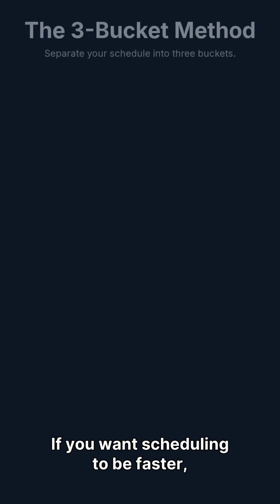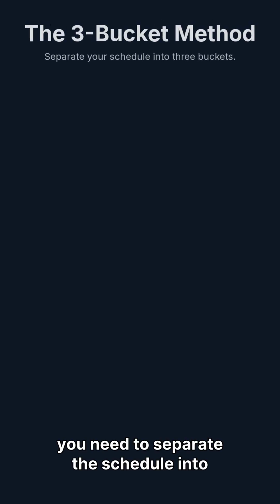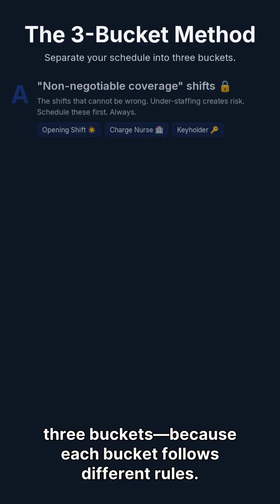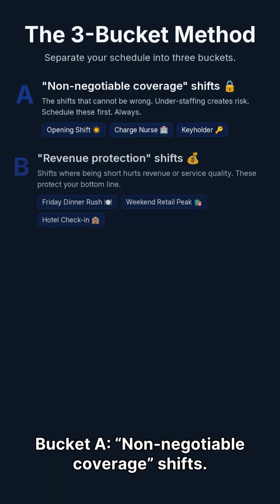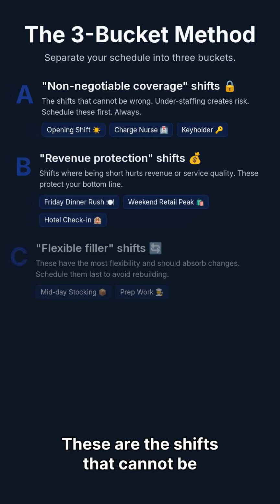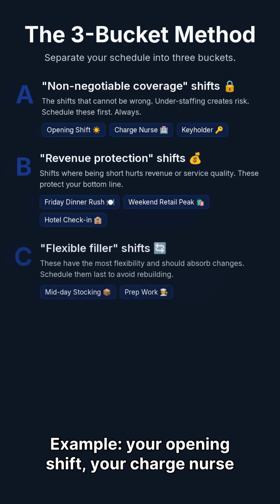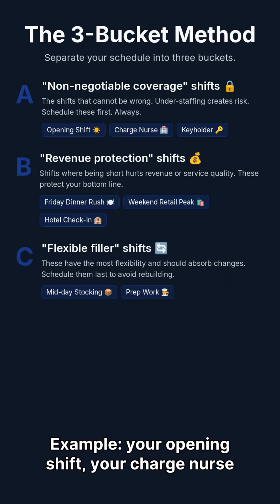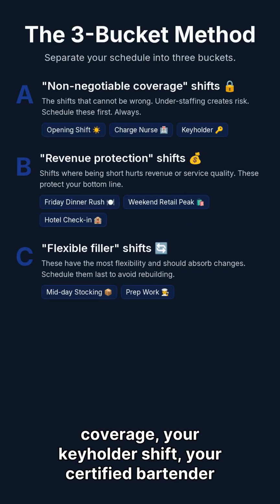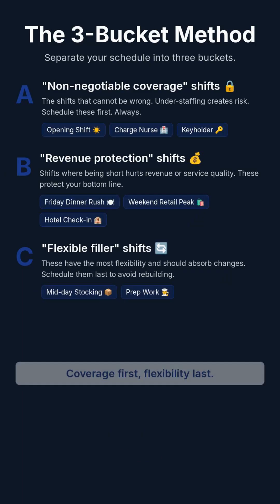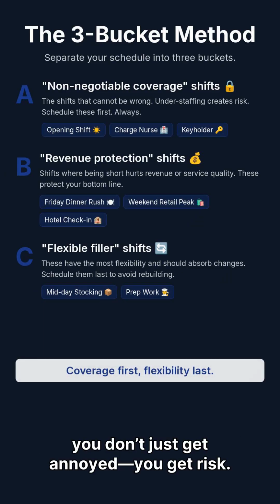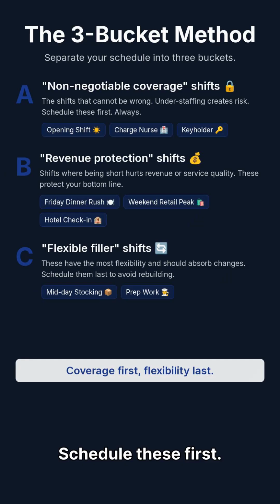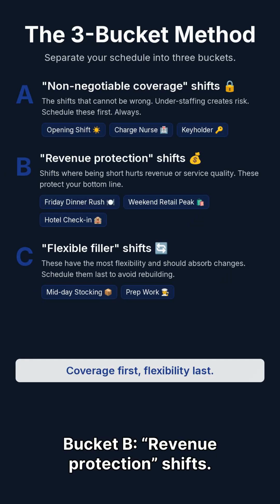If you want scheduling to be faster, you need to separate the schedule into 3 buckets, because each bucket follows different rules. Bucket A, non-negotiable coverage shifts. These are the shifts that cannot be wrong. Example, your opening shift, your charge nurse coverage, your keyholder shift, your certified bartender shift. If these are undercovered or staffed wrong, you don't just get annoyed, you get risk. Schedule these first. Always.